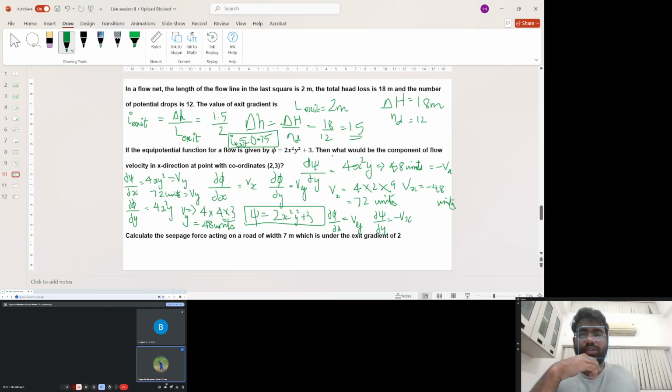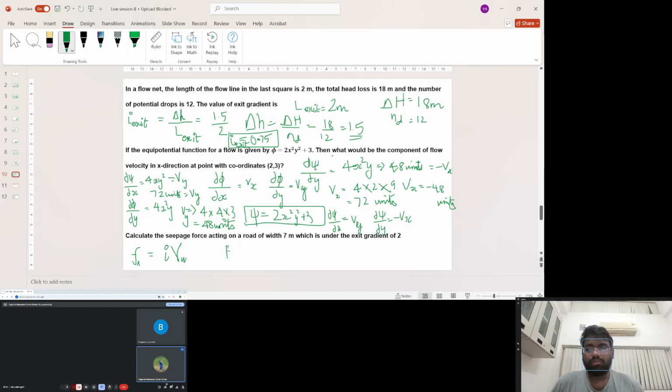Fine. So coming to the next question, calculate the seepage force acting on a road of width 7 meters, which is under the exit gradient of 2. So we know seepage force per unit volume is i into gamma w. Let it be small fs, seepage force per unit volume.